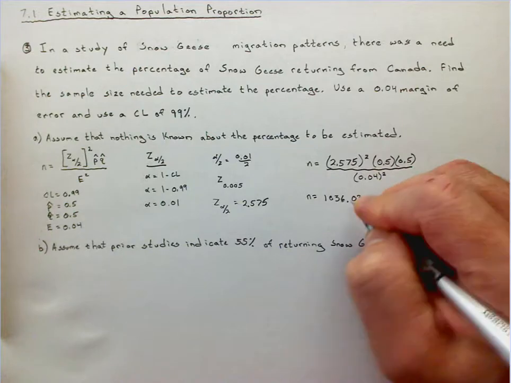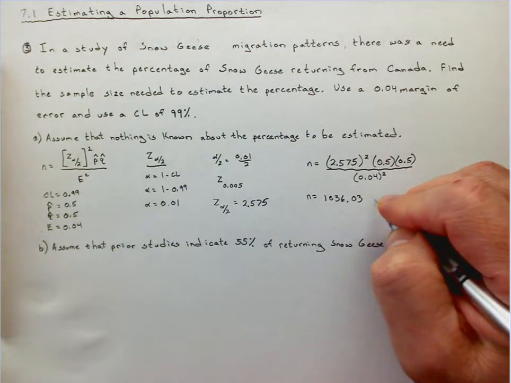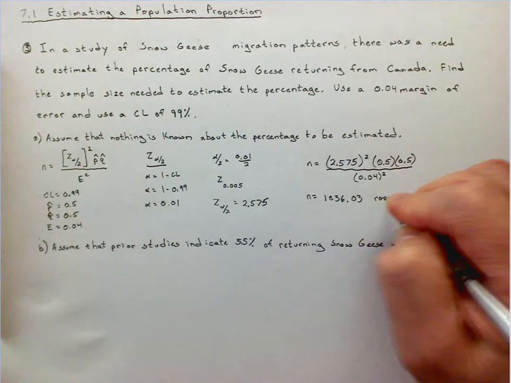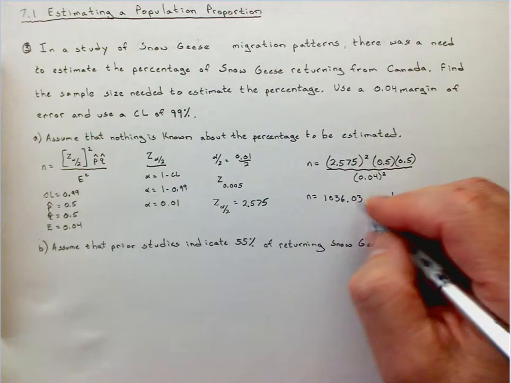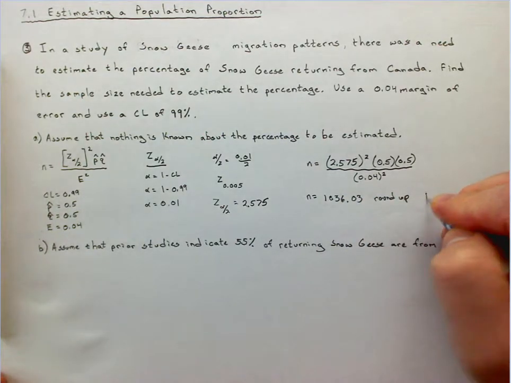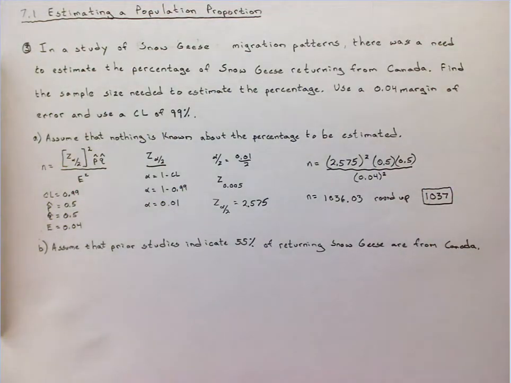and anytime you have any kind of decimal afterward, what you do is you round up. It doesn't matter, there's not a rounding rule. Any type of decimal left after it, you round up, so that way you're erring on the side of safety. So 1037 needs to be my sample size.